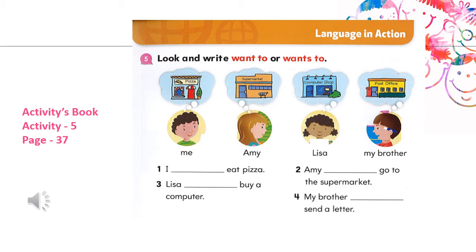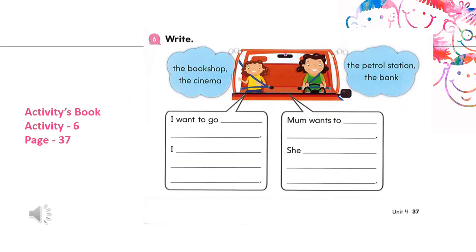Dear students, now go to page 37, activity 5. Look and write want to or wants to. Here, 4 incomplete sentences are given. You have to complete the sentences using want to or wants to. It's very easy, dear students. Now do it very quickly.